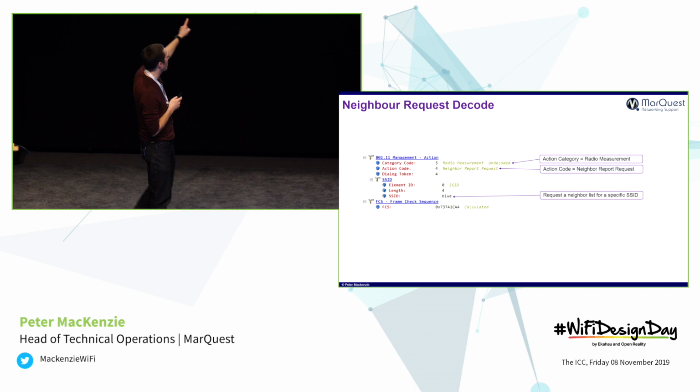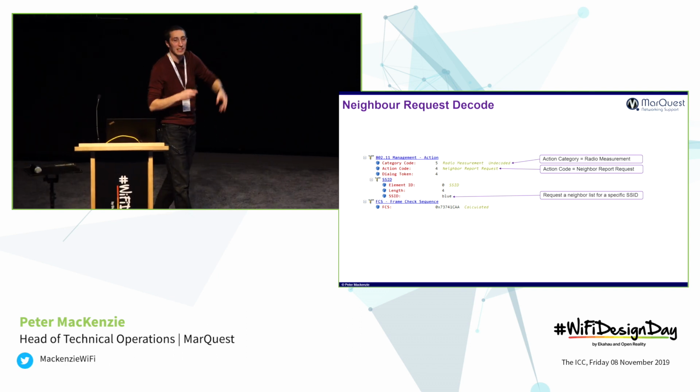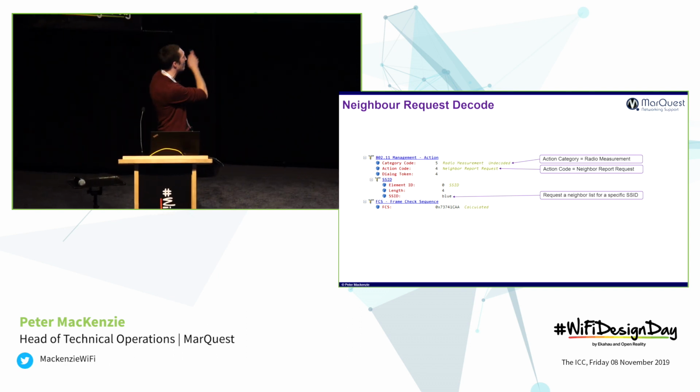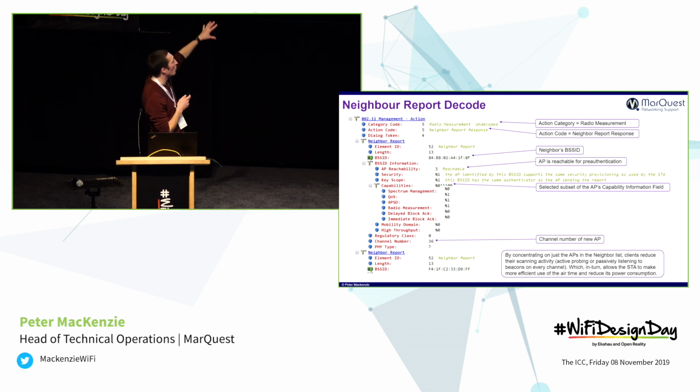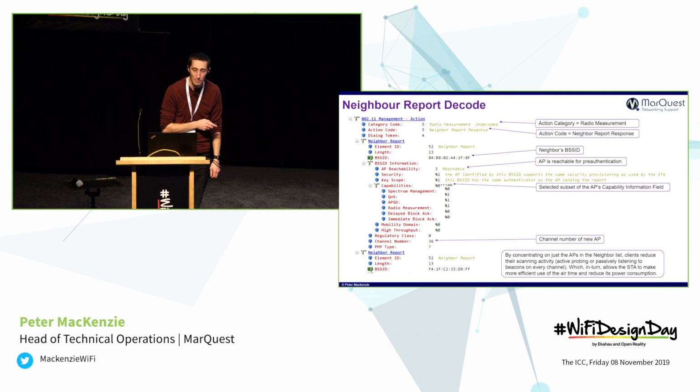This is what a roaming request looks like. You can see it saying, hey, I'm requesting neighbours for the SSID blue. And then this is what the neighbour reports look like. Again, we won't go through all the detail, but you can see channel number is one of those bits of information. It gets told about its neighbours.